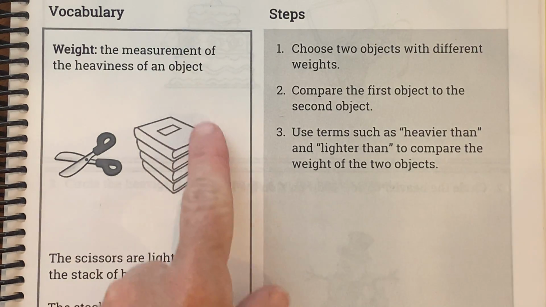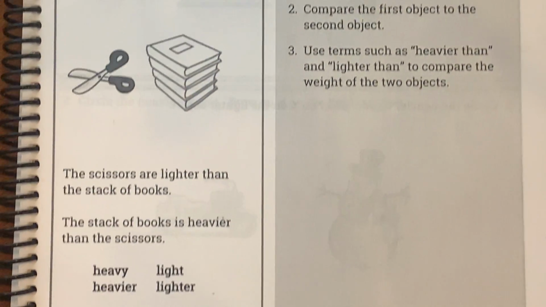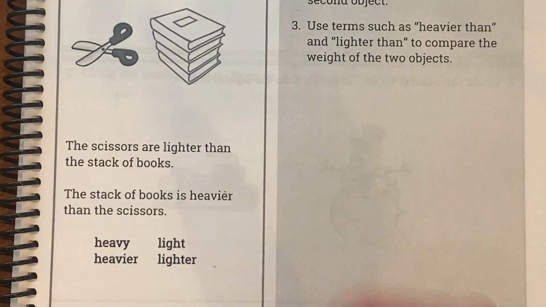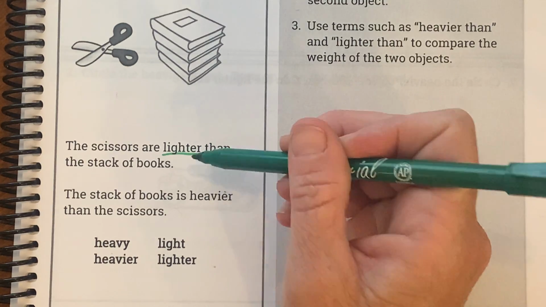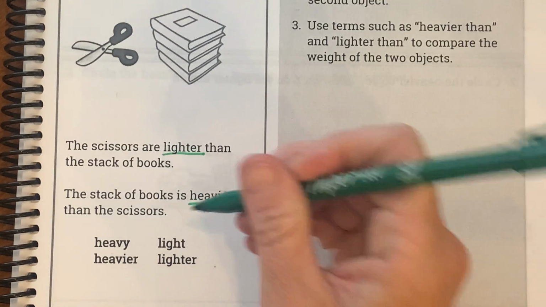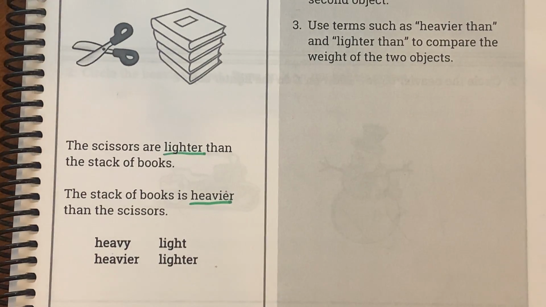So we call these heavier, and we call our scissors lighter. Here they wrote, the scissors are lighter than the stack of books. That means they have less weight. The stack of books is heavier than the scissors. Heavier means it has more weight. So our words today are heavy and heavier, which means more weight, and light and lighter means less weight.